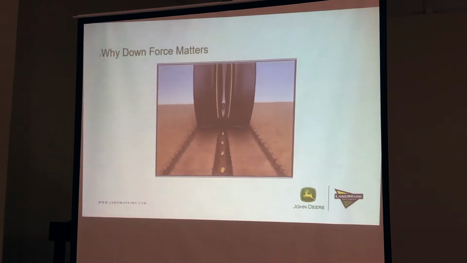Running too little downforce is going to cause the row unit to hop and you're going to get poor ride quality. The openers are going to rise up out of the ground, getting poor ground contact. You're going to get improper firming of the seed furrow, improper seed depth, and varying seed depth across the rows in the entire field.